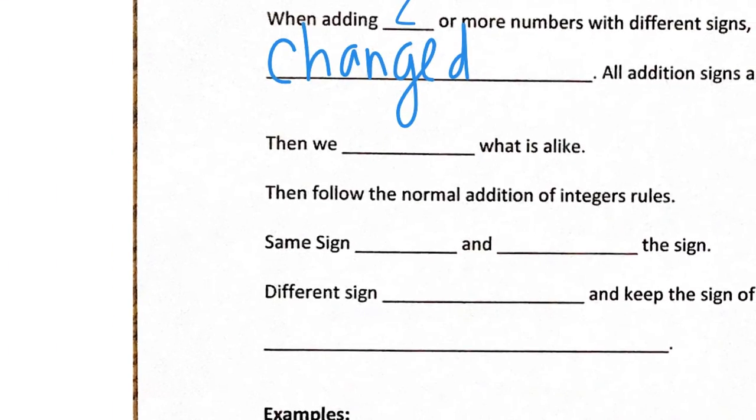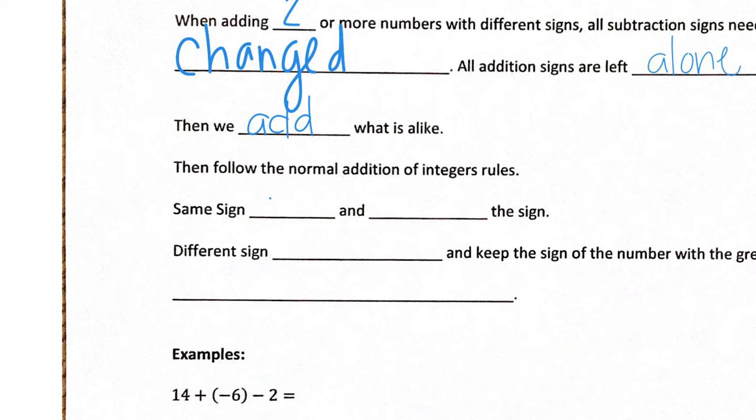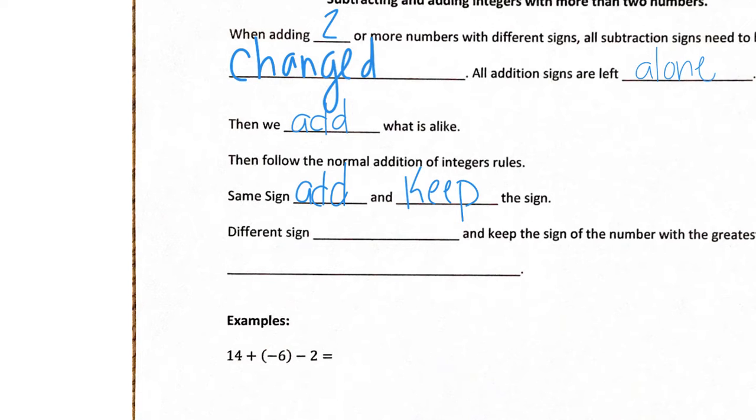Then we are going to add what's alike. Okay, so if we've got multiple negatives, I'm going to add the negatives together. If we've got multiple positives, add those together. Okay, so that's your next fill in the blank. Add what is alike. Then we'll follow those normal addition of integers rules. Same sign, we what? Add and keep the sign. Anytime they're the same signs, you add and keep.